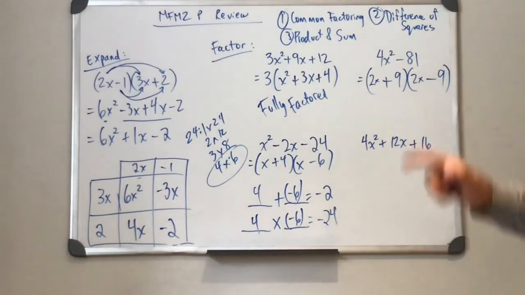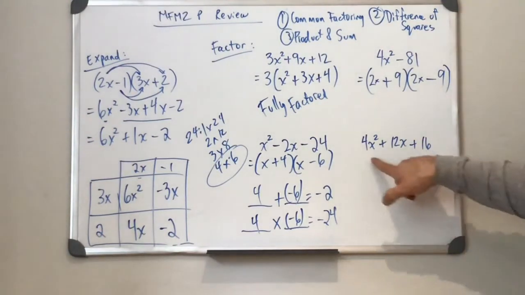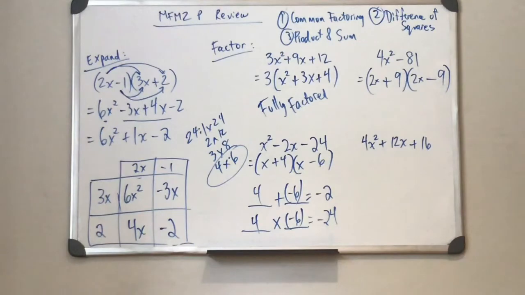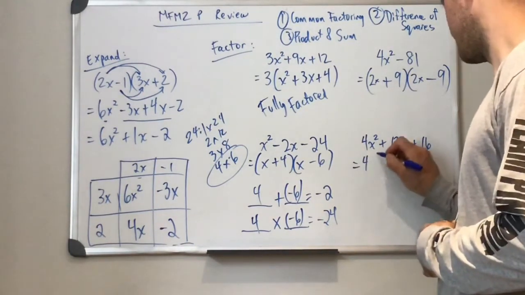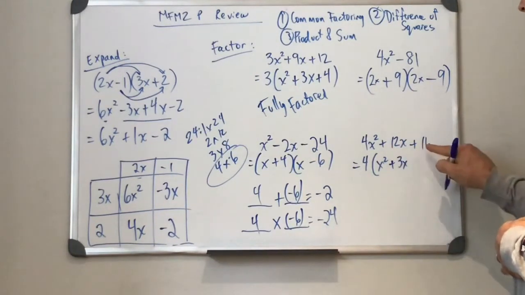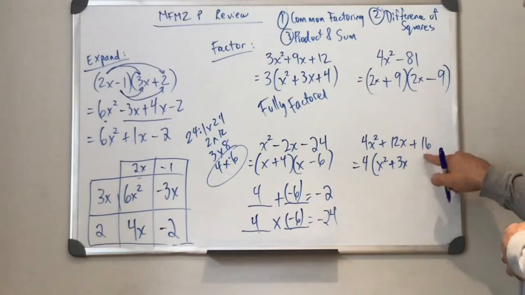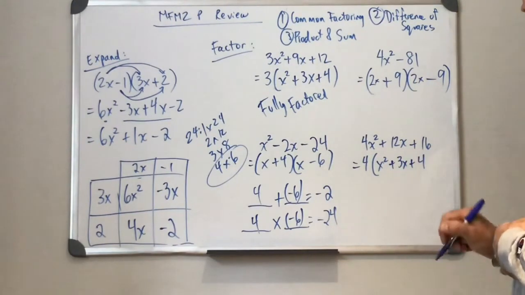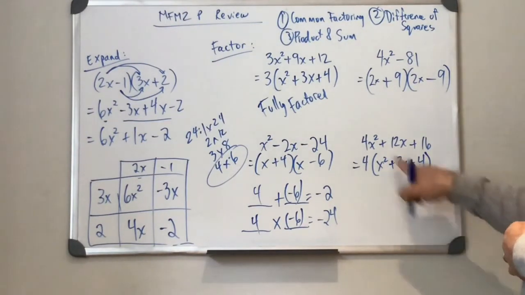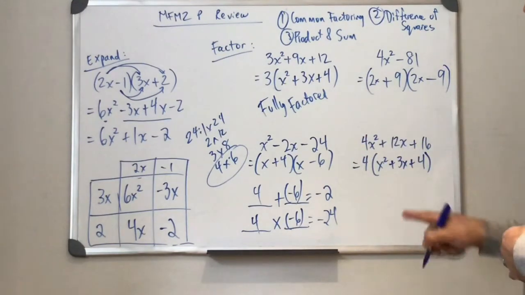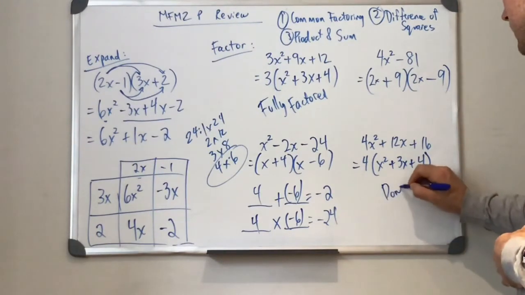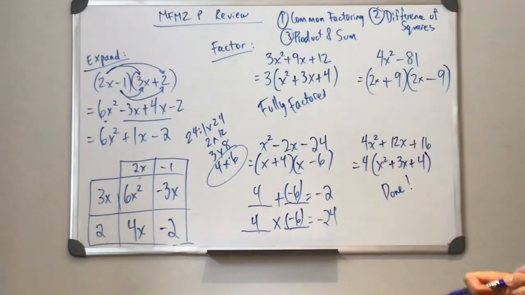Last one. Can we common factor? We can't take an x out, but we can take a 4 out because 4 divides out of all three of these. So we have 4. We're going to be left with x squared. 12 divided by 4 is 3. And 16 divided by 4 is 4. Do we have any numbers that multiply to 4 and add to 3? Actually, this one's kind of like this one. So no, nothing multiplies to 4 and adds to 3. So this one's done. Those two ended up being pretty similar problems there.